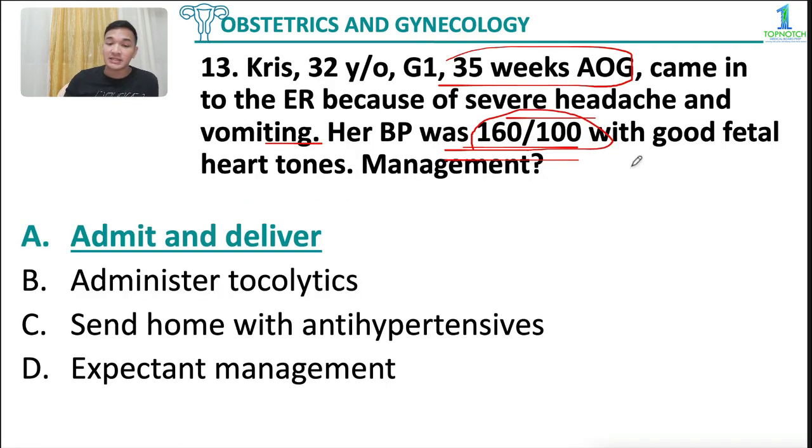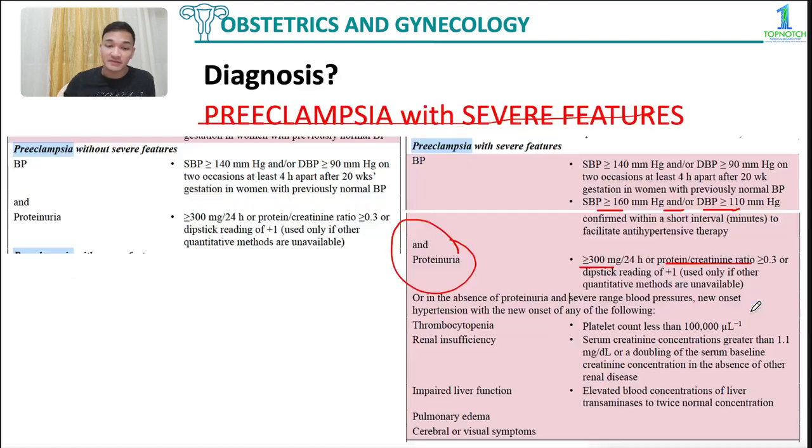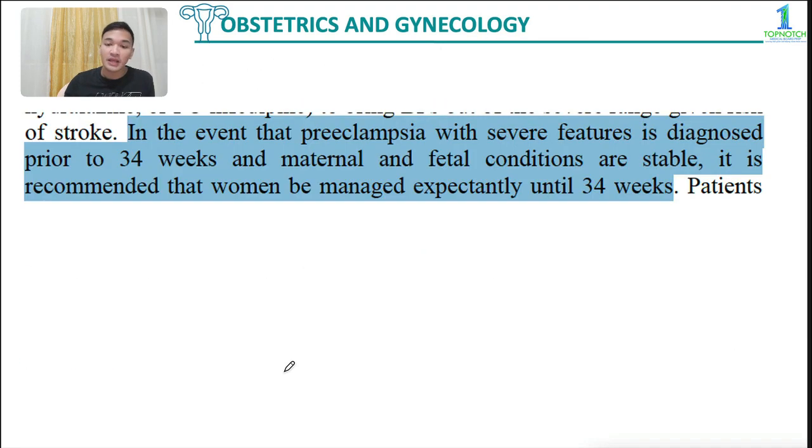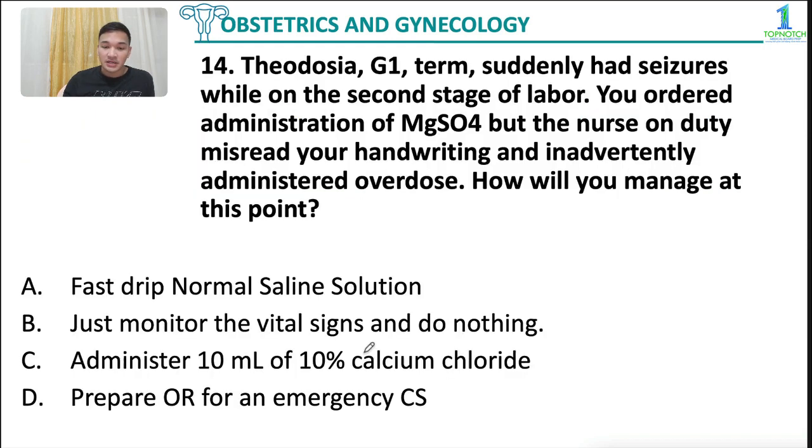So balik tayo sa patient natin, preeclampsia with severe features na dapat may proteinuria more than equal 300 mg per 24 hours. And more than equal 34 weeks na siya kasi 35 weeks na siya. Ang treatment is prompt delivery. Kaya ang answer is admit and deliver. Okay? Hindi tayo mag-expectant management. Mag-expectant management tayo pag less than 34 weeks na preeclampsia with severe features. Okay? Okay. So this, okay, number 14.